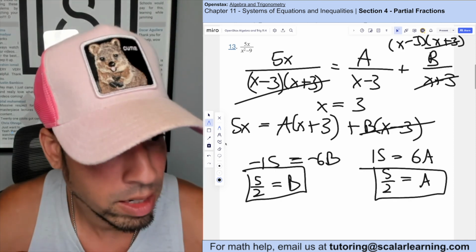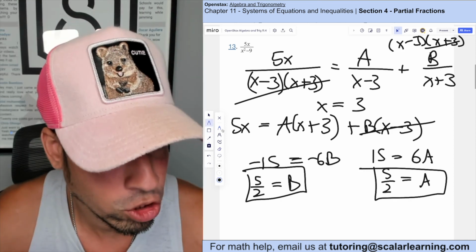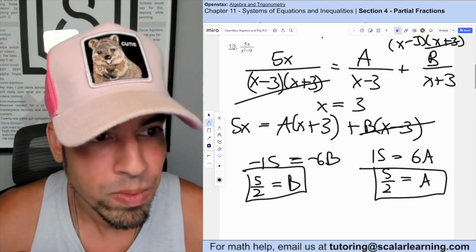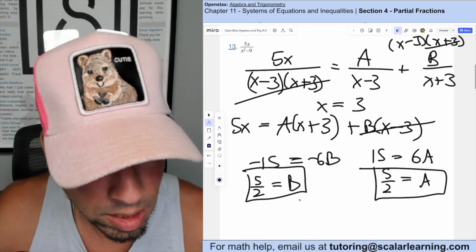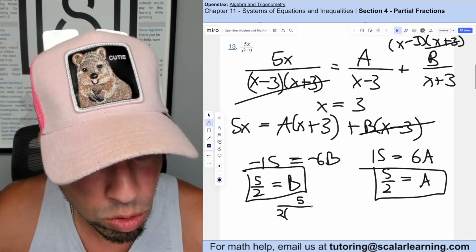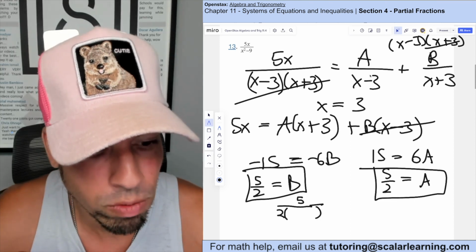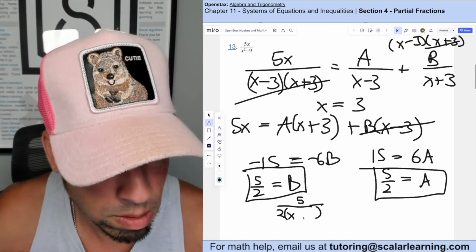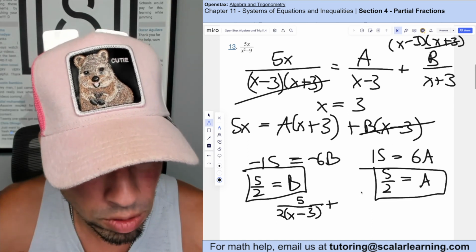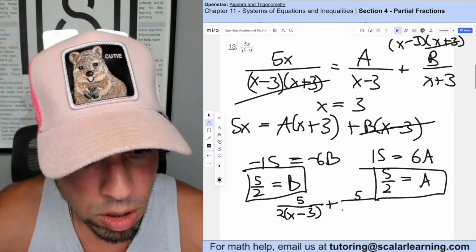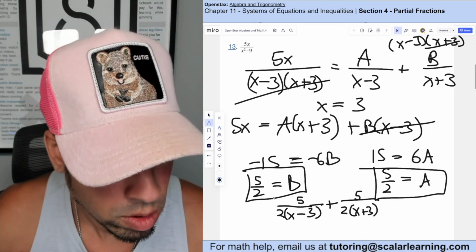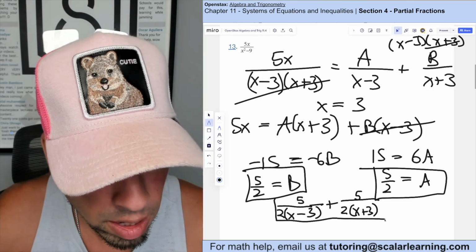Now let's put them back into this basic equation, right? So if a is 5 over 2, the way I can write this, let's do it down here. I can say 5 over 2, and then 2 just goes in on the denominator, right? 5 over 2 times that x minus 3. And then plus, again, b is 5 over 2. So again, it's going to be 5 over 2 times x plus 3. So this is your final answer.